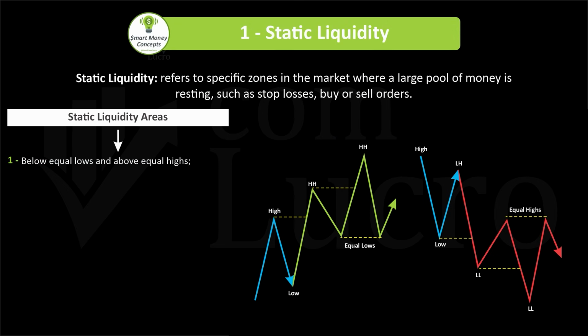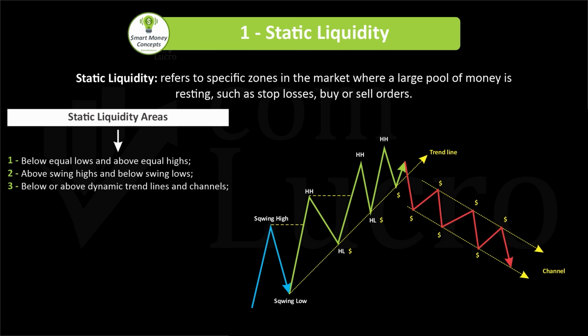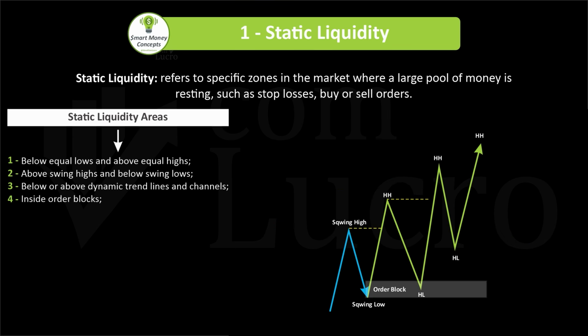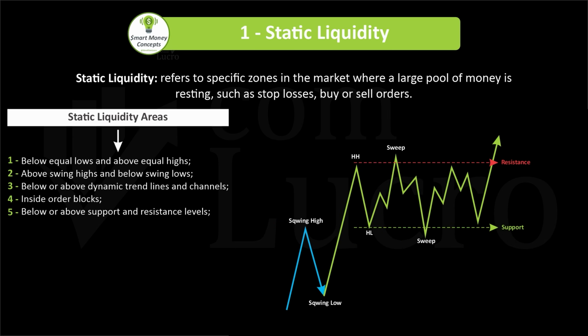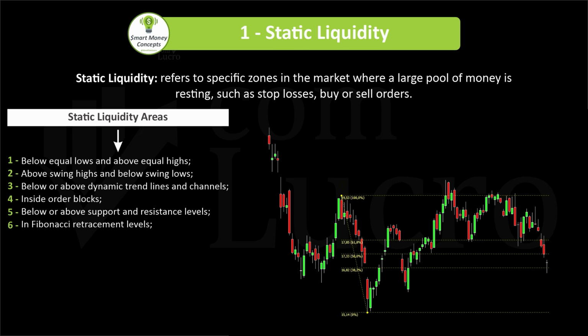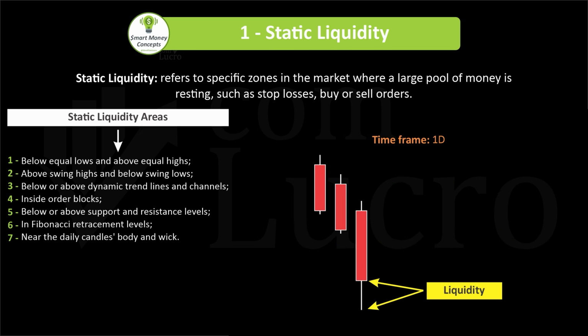Static liquidity can be identified in various areas on the price chart, such as below equal lows and above equal highs, above swing highs and below swing lows, below or above dynamic trend lines and channels, inside order blocks, below or above support and resistance levels, in Fibonacci retracement levels, and near the daily candle's body and wick. Having a solid grasp of static liquidity zones reveals their profound impact on market price direction. Neglecting these zones can lead to substantial losses.